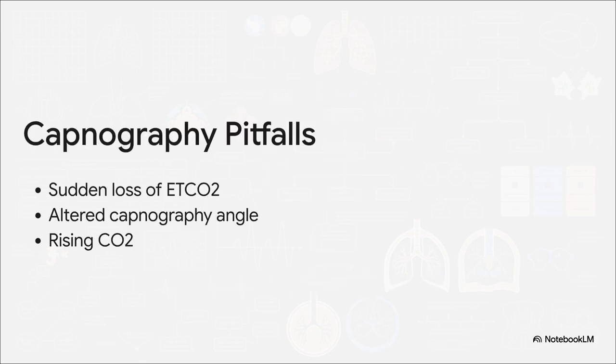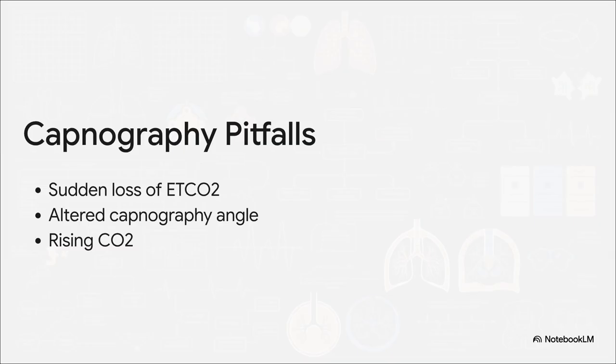Alongside pressures, you've got to constantly keep your eyes on the end-tidal CO2, or capnography. The actual shape and presence of this waveform gives you instant feedback. For example, a sudden complete loss of the end-tidal CO2 wave, that is a catastrophic red flag. It usually means the endotracheal tube has been completely displaced. Maybe it slipped into the esophagus, or the patient just went into cardiac arrest, or had a massive PE that abruptly stopped pulmonary blood flow.